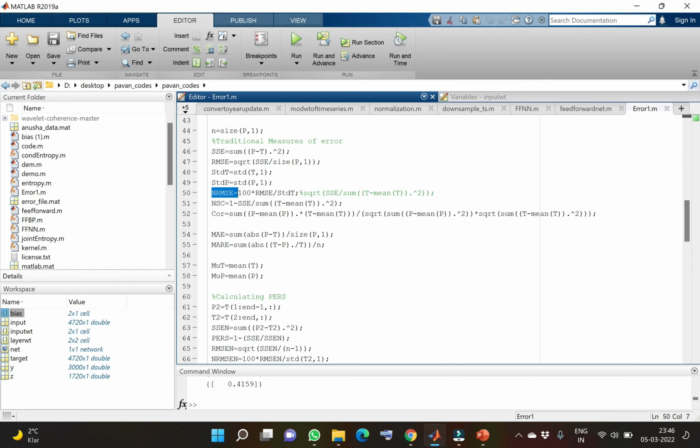Nash-Sutcliffe efficiency: as I mentioned earlier, it takes the covariance into account. As you see here, it's calculating the sum of square of errors. This shows how the value is varying compared to the observed value. So this is what NSE represents. Correlation, again, is seeing the trend. Here, if you see, this is mean absolute error: the absolute value of predicted minus target, divided by the length of the data, then summed. Whereas the mean absolute relative error, as I mentioned, takes each component of the data.